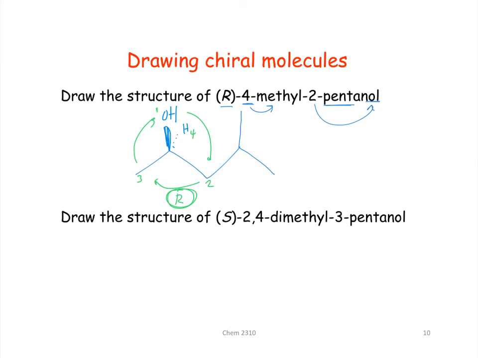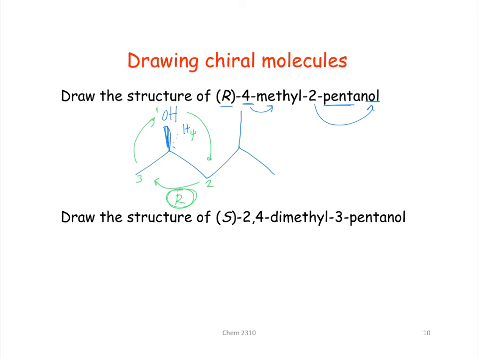So what if I did the rotation and it came up backwards, so it came up S? Okay, so then we would just have to switch 2 groups, right? So we just have to cross this one out or erase this and put the OH in back. That would be the S.